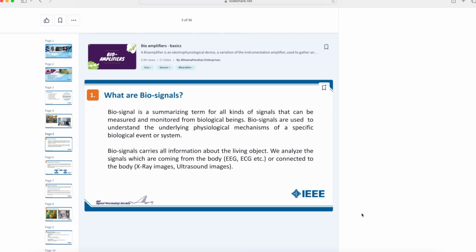What are biosignals? Biosignal is a summarizing term for all kinds of signals that can be measured and monitored from biological beings. Keep in mind, you are a biological being. Biosignals are used to understand the underlying physiological mechanisms of a specific biological event or system. Biosignals carry all information about a living object. We analyze the signals which are coming from the body, EEG, ECG, or connected to the body, X-ray images, or ultrasound images.